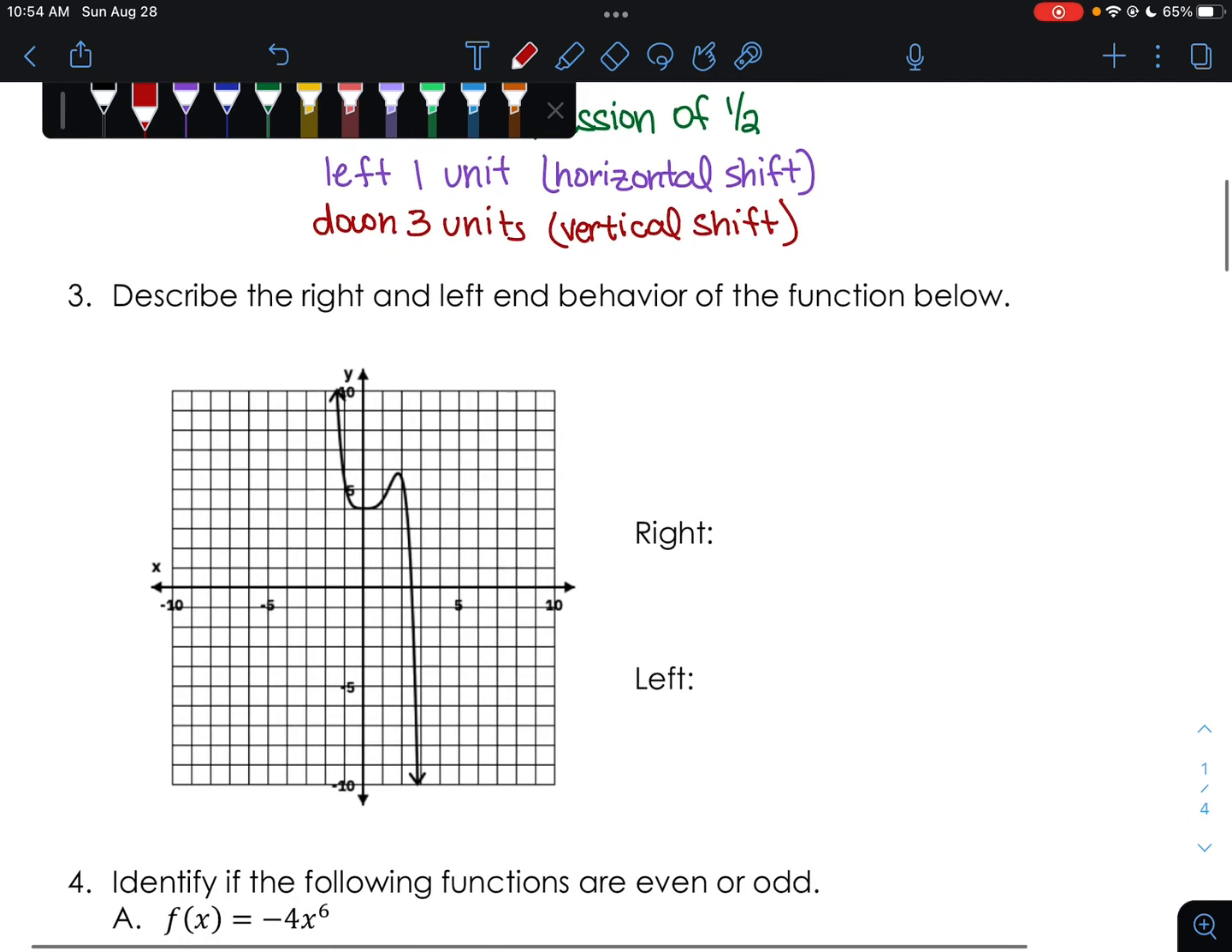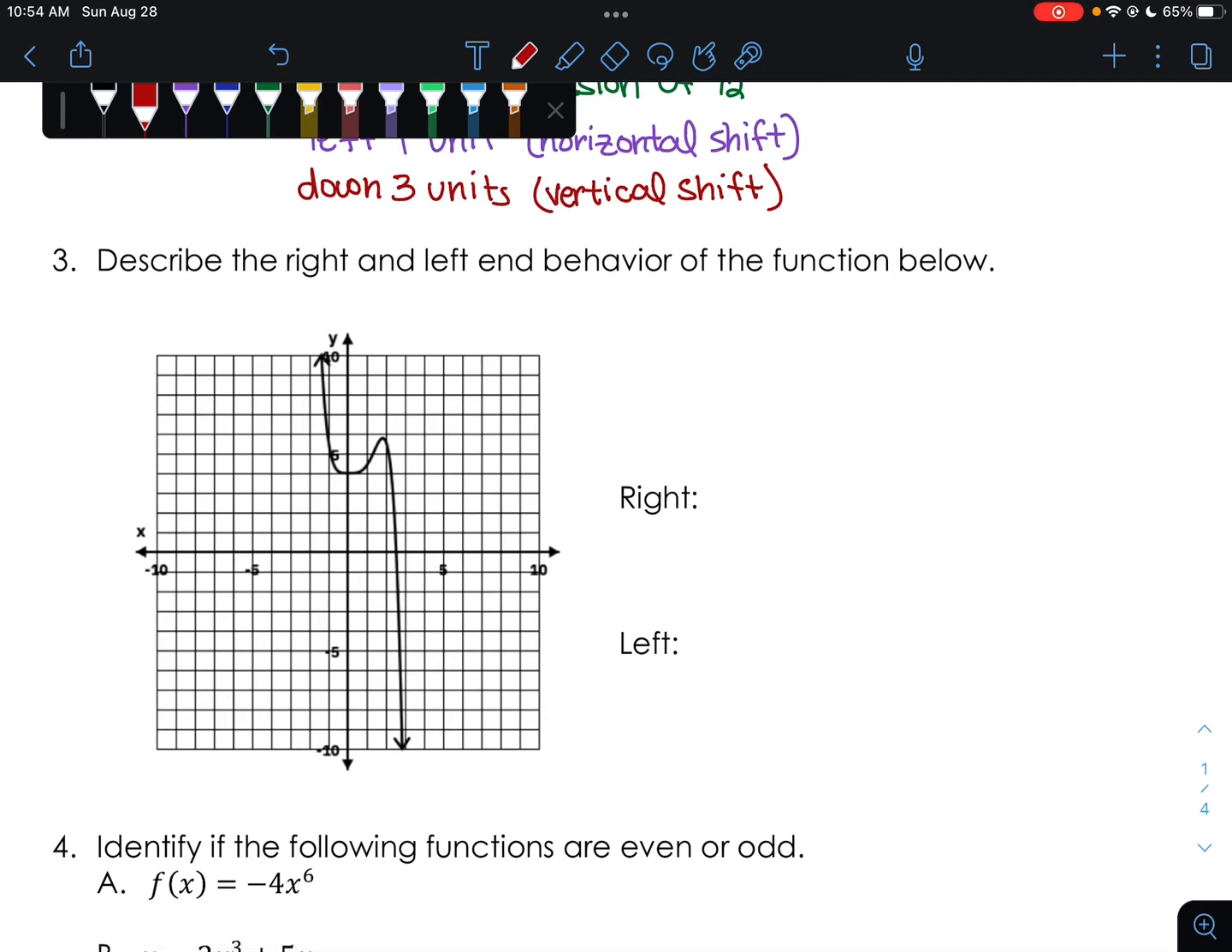Okay? Number 3, describe the right and the left end behavior of the function below. So this one does require us to know our left from our right. So the right end is going to be this piece right here. So the right end is as x is approaching infinity. Okay, so as x approaches positive infinity, what is my y value approaching? Well, it's approaching negative infinity. So we're going to write that out. As x approaches positive infinity, my y values are approaching negative infinity.